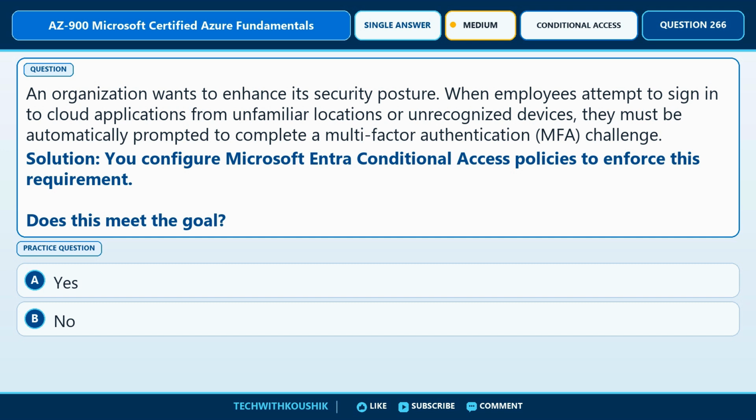Solution: you configure Microsoft Entra conditional access policies to enforce this requirement. Does this meet the goal? Here are the possible answers. Choice A, yes. Choice B, no.